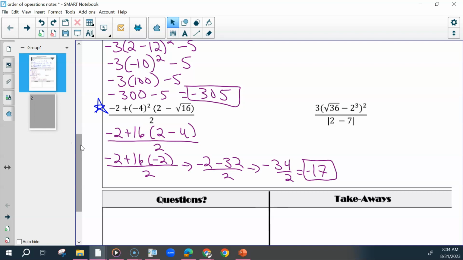We multiplied 16 and negative 2. So on your calculator page, I want you to write down these things, whatever you feel like is going to be helpful. We're going to start with the calculator, and if time permits, do Desmos stuff.